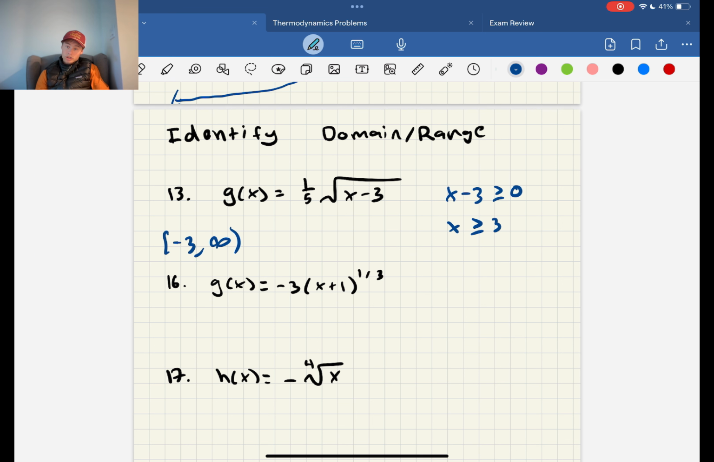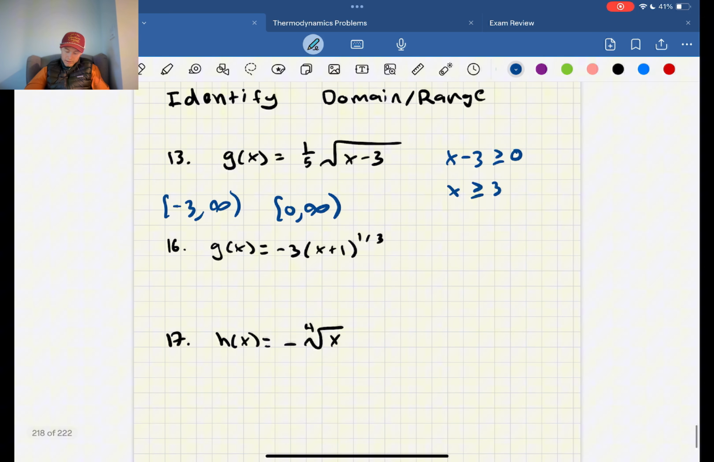For the range, you want to figure out what's the smallest y value that you can get. Well, when x equals 3, you get 0 in the radical, which means 0 would be the smallest y value you can get. So 0 comma infinity would be the range because it can go up to infinity. When x is infinity, so is y.